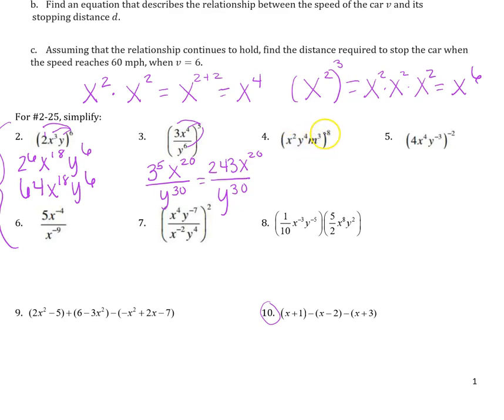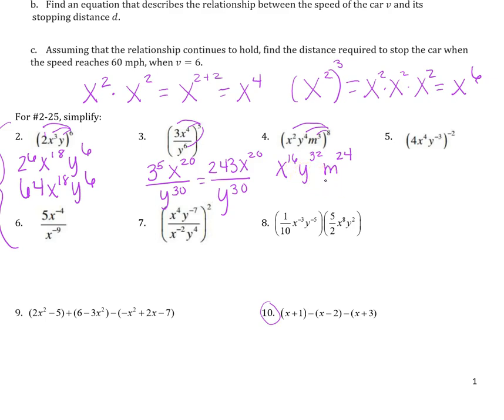Okay, I've got a power of a product again, so I'm going to distribute this 8 to each exponent. So I have x to the 16th, y to the 32nd, and m to the 24th. Okay, and that's also simplified. I can't combine x's, m's, or y's.